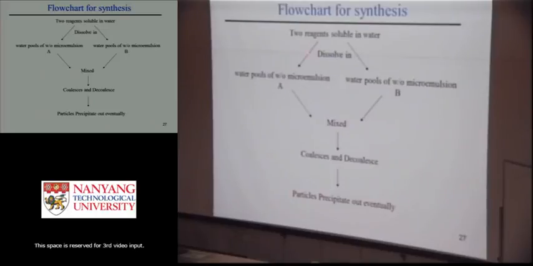So you dissolve A in the water pool of one microemulsion and B in the water pool of another microemulsion. Then you mix A and B by putting them together. You have the coalescence of the water droplets, then the water droplets also decoalesce. Then finally the precipitation starts. All this will follow our previous discussion of nucleation and then growth. All the previous basic concepts should apply right here.